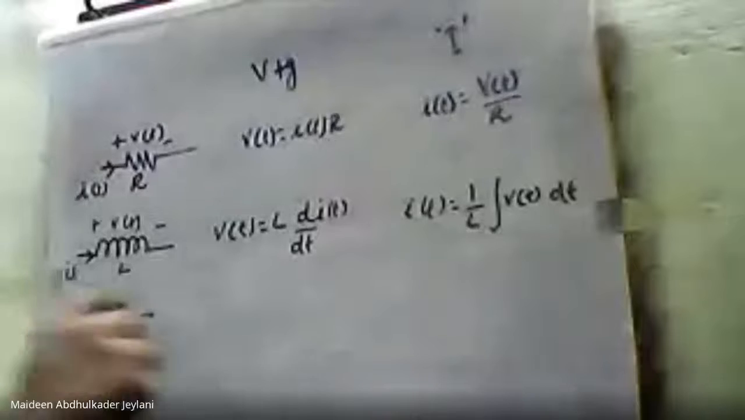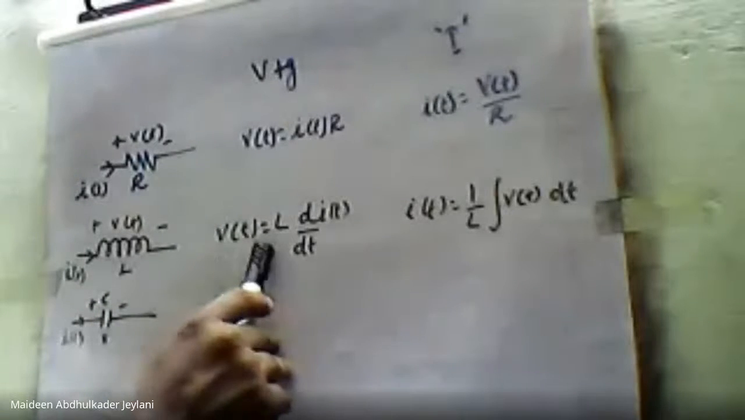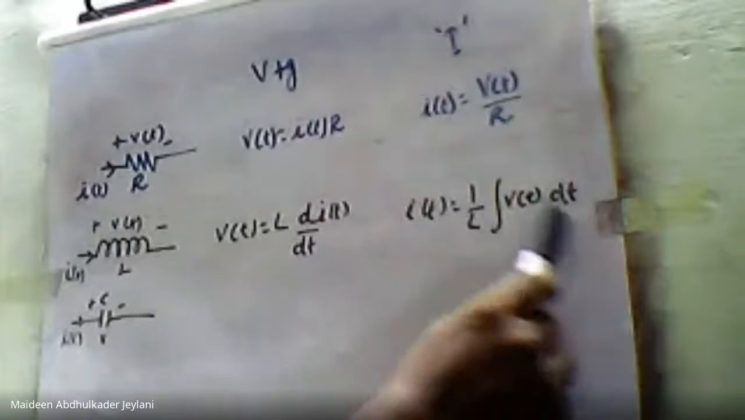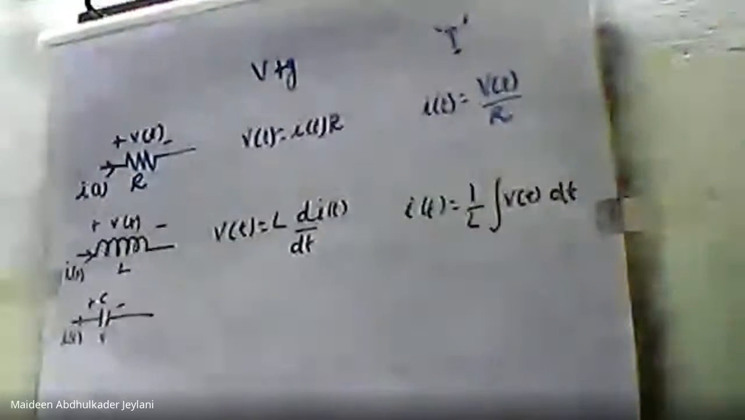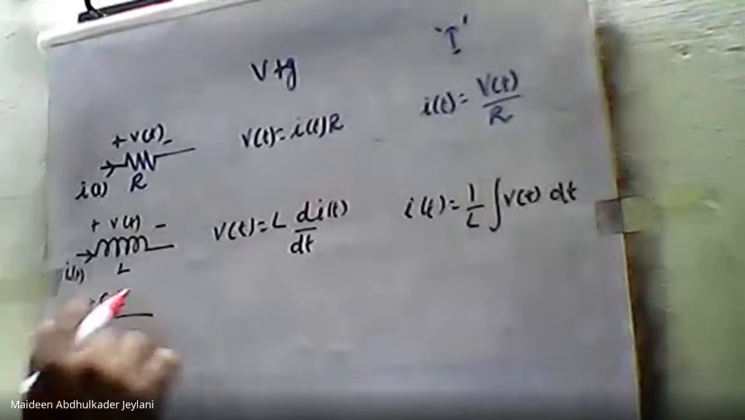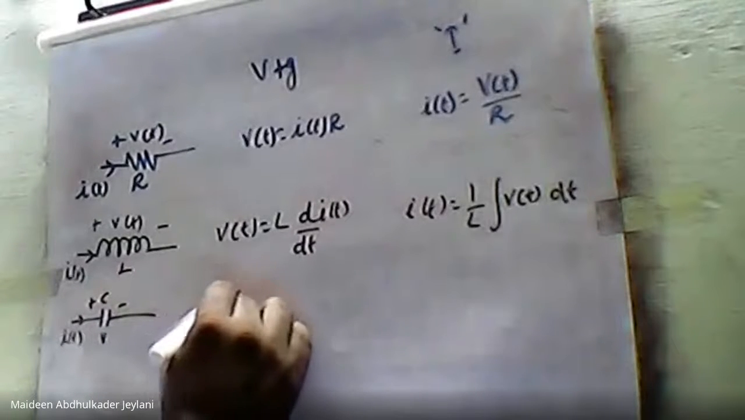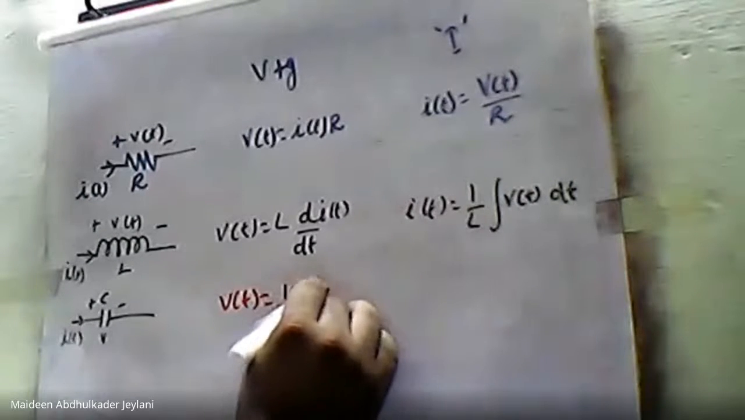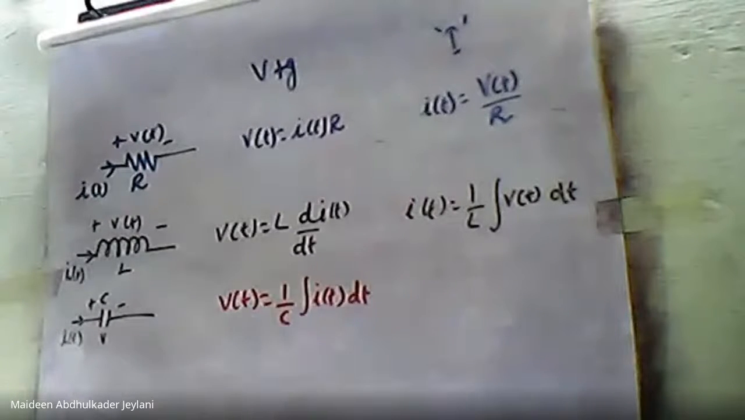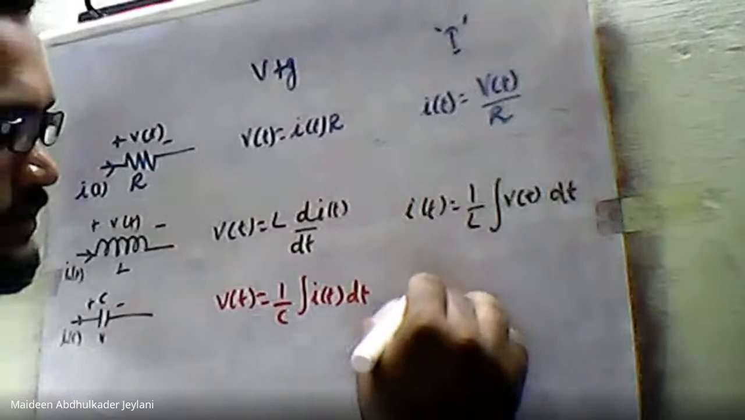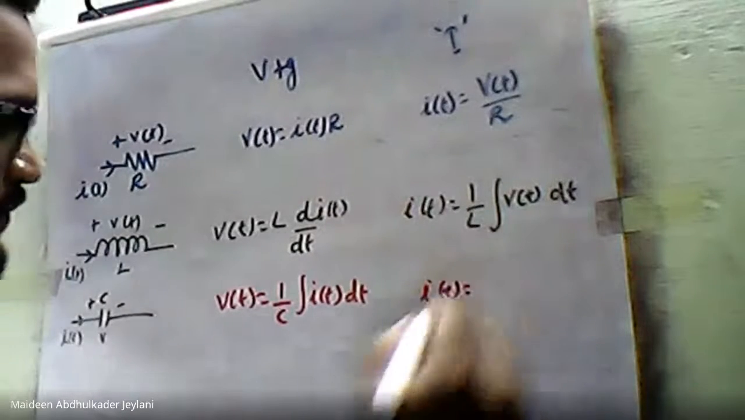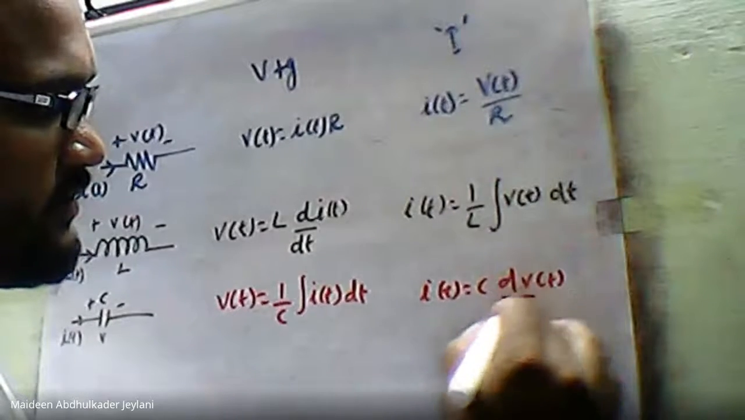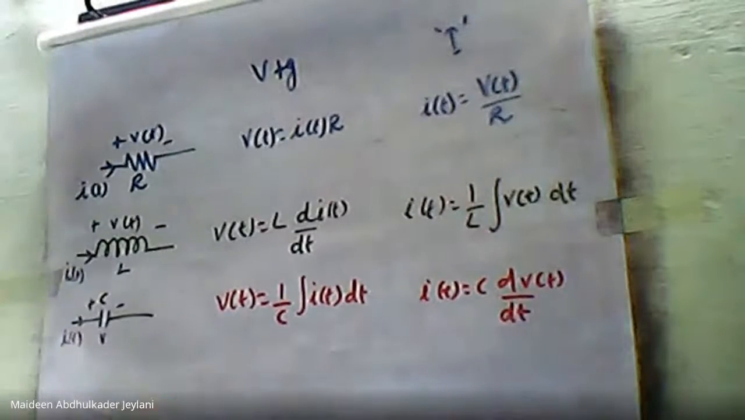For the inductor, the voltage across the inductor is V of t equal to L into di by dt, and I of t equal to 1 by L into the integral of V of t into dt. Next we take an element of a capacitor. The voltage across the capacitor is V of t equal to 1 by C into the integral of I of t into dt, and I of t in a capacitor is C into dV of t divided by dt.